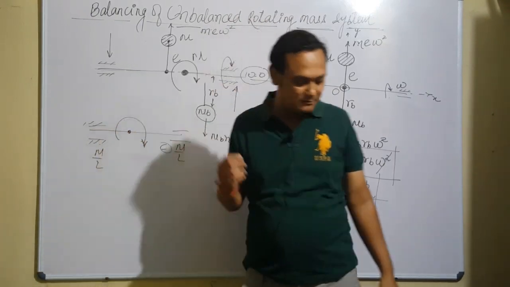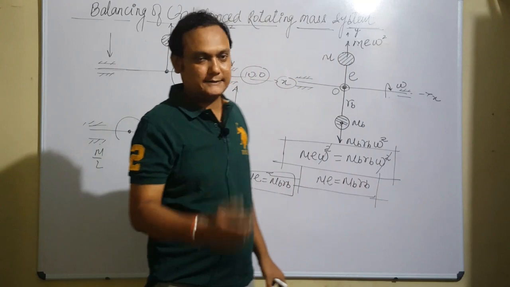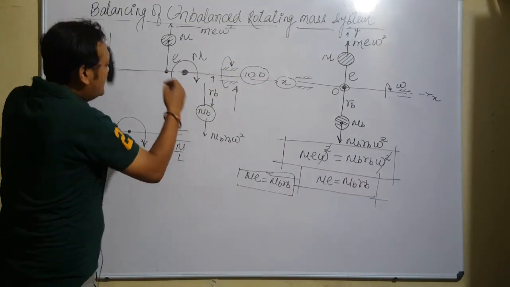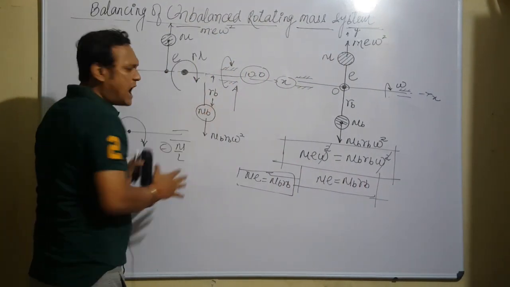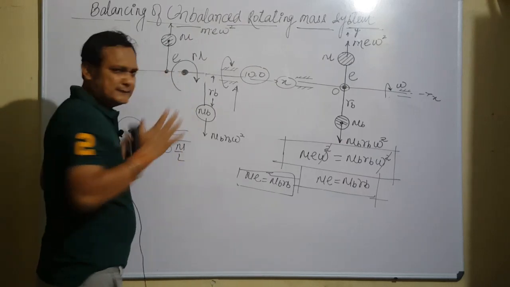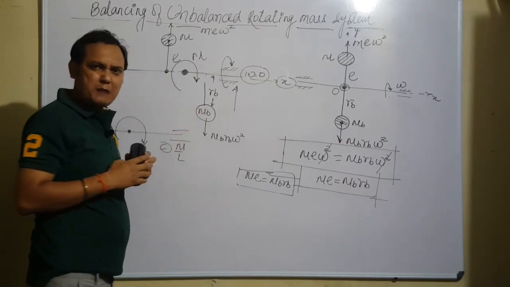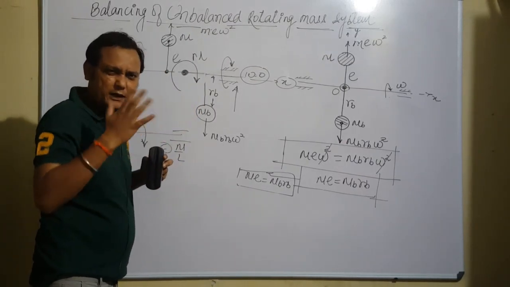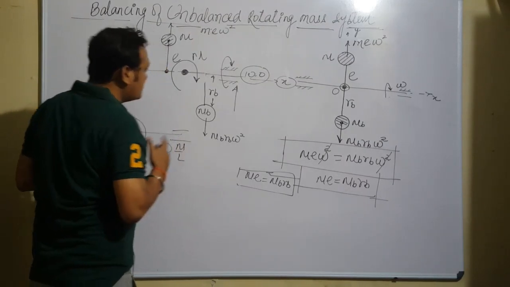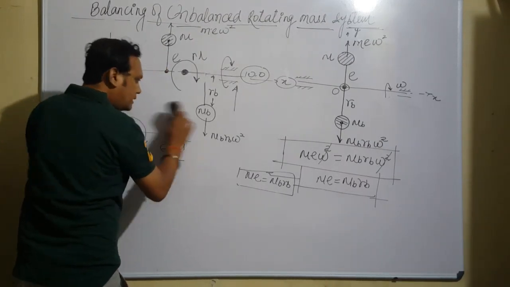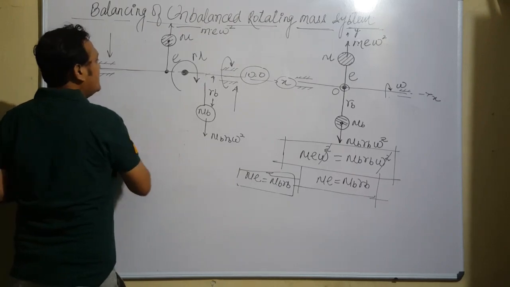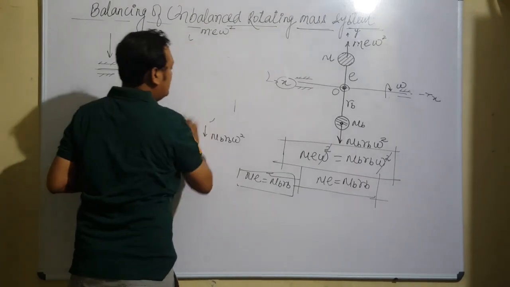There is something very interesting and important here. I want to attach something to this system and balance it. Somehow I want to balance the system dynamically also. What to do? We have to do something. Let me remove this unwanted portion. Okay, I'll make it again.